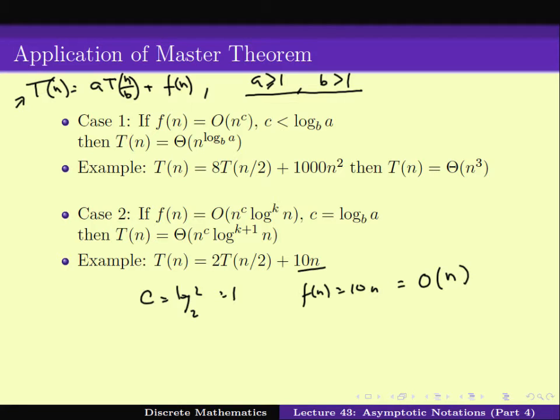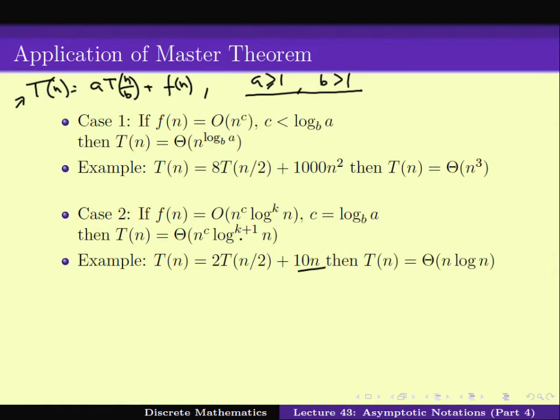So by doing so, I have satisfied this case 2, and hence what will T(n) be? T(n) will be theta of n^c, so it is n, and there is no log here, and therefore I get one more extra log, so I get T(n) equals theta of n log n. Again, you can quickly see that we do get T(n) equals theta of n log n.